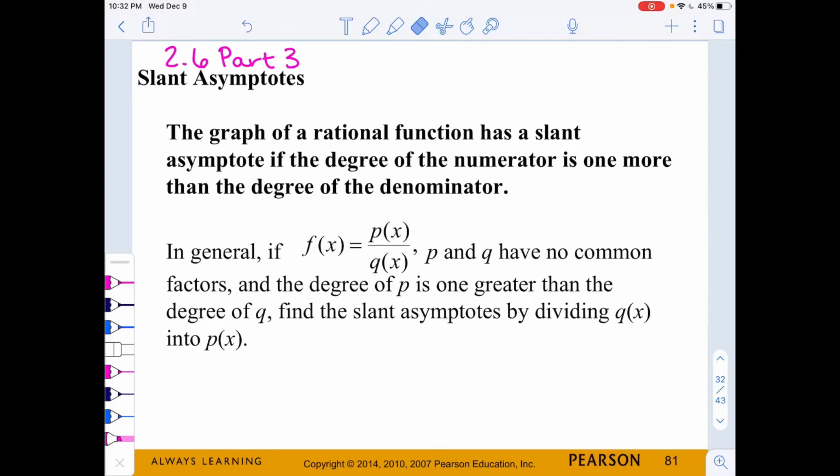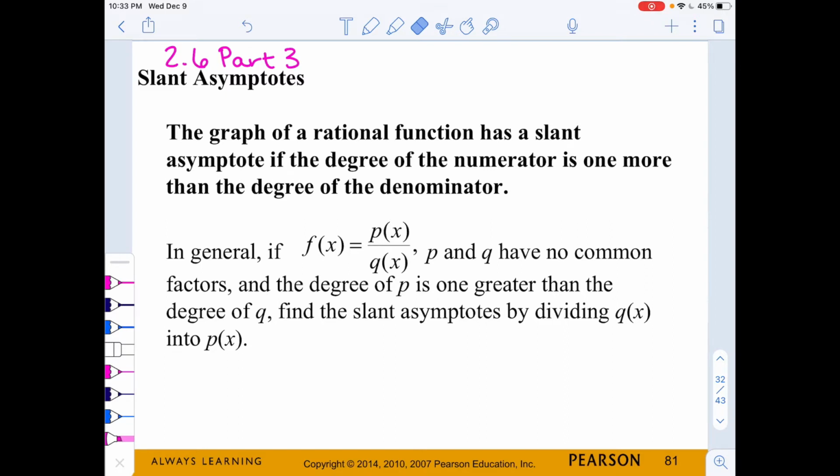Looking at section 2.6, part 3. In the previous sections, we've looked at what happens when we have our horizontal asymptotes and our vertical asymptotes. There's a third type of asymptote that we're going to look at as well with our polynomial functions or our rational functions. We're going to look at what's called a slant asymptote. Now, if you think about slant, obviously it's not vertical or horizontal. It's some sort of diagonal looking asymptote.